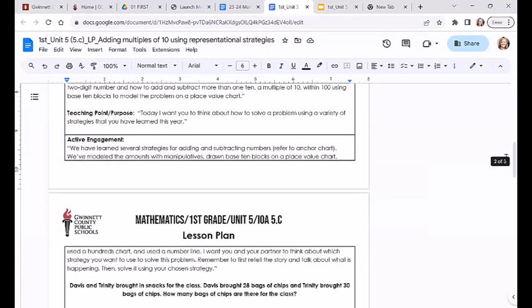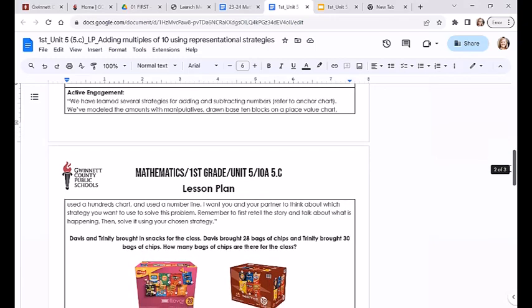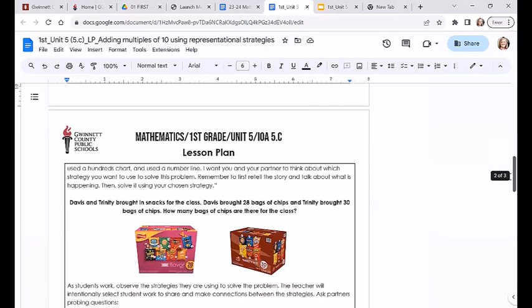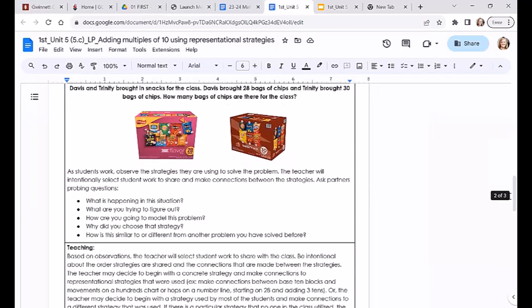Instead of the teacher going into the teaching point, students are going to complete the active engagement portion of the lesson first. So while students are engaged in the active engagement, the teacher is going to utilize observations and decide what she really wants to focus on during the teach portion of the lesson. The teacher could highlight student strategies, make connections between their work, or maybe even show a strategy that no one used.